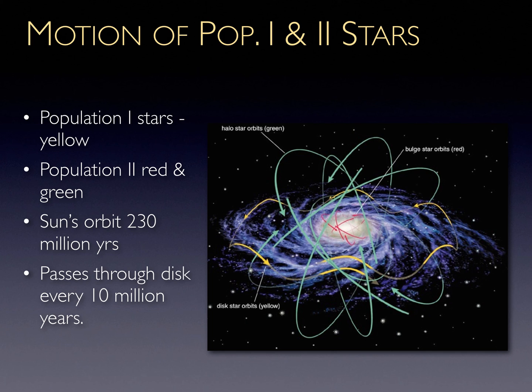Population 1 stars, shown in yellow, orbit on the disk and generally all in the same direction. Our Sun oscillates back and forth through the disk with a period of about 10 million years. It gets pulled gravitationally toward the disk, overshoots, then gets pulled back again. It takes the Sun about 230 million years to orbit the galactic center. Population 2 stars, shown in both red and green, orbit with elliptical orbits that are randomly oriented, much like how Oort cloud comets in our solar system orbit the Sun.